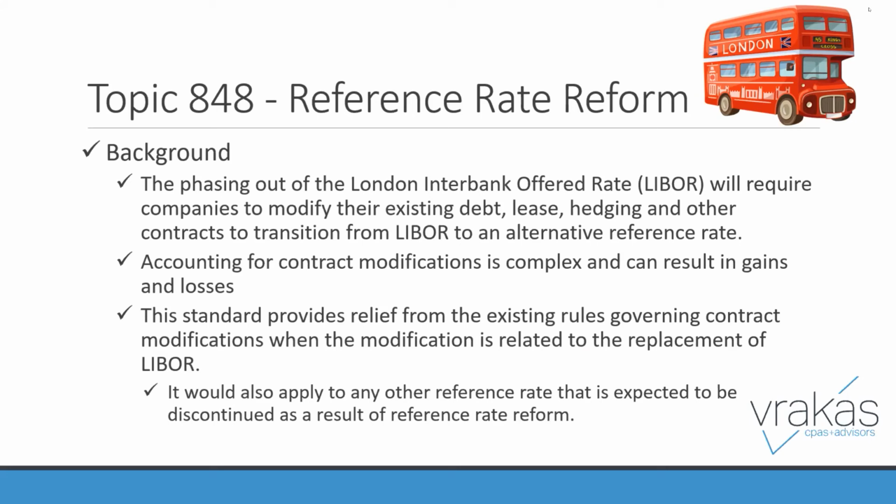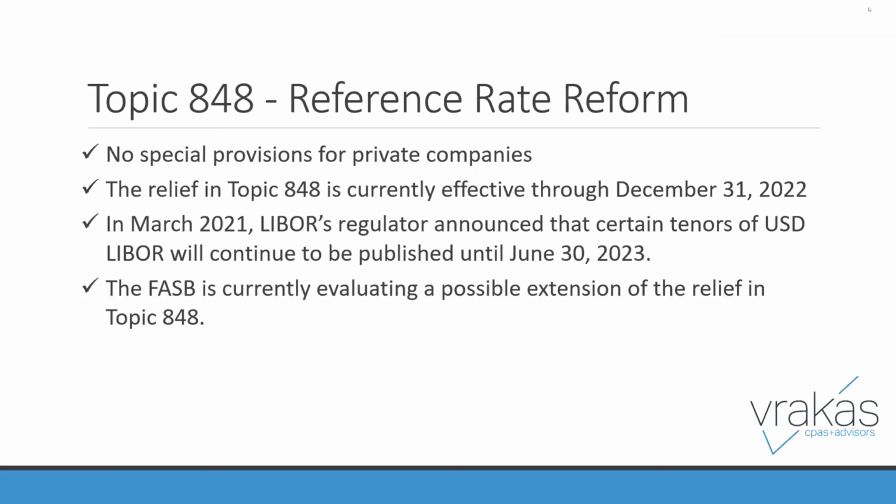Or I think they're actually discontinuing a couple other reference rates as well, but LIBOR is really the one that we see the most. So this standard is really to help everyone. FASB probably says all standards are to help people, but I think that this one really is to provide relief from that more complex contract modification accounting. Again, no specific provisions for private companies, so there's no small company GAAP related to this. This relief is currently effective through December 31st, 2022.